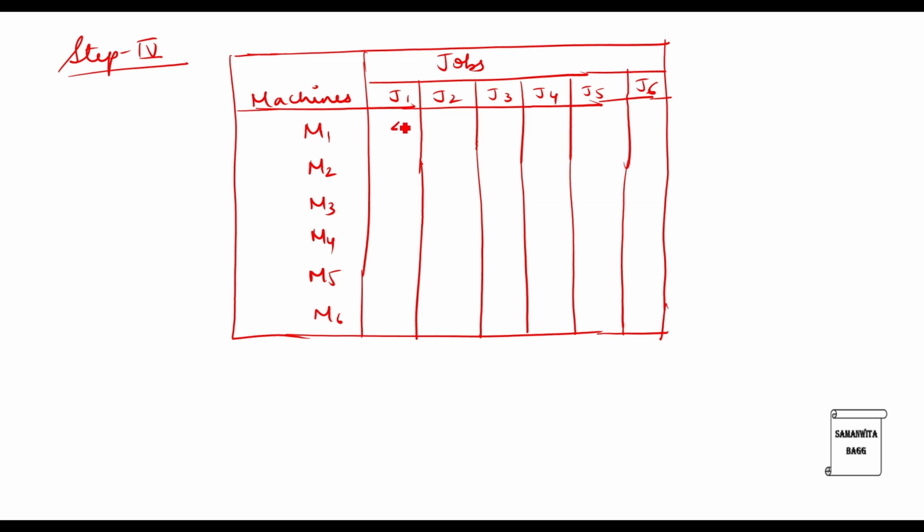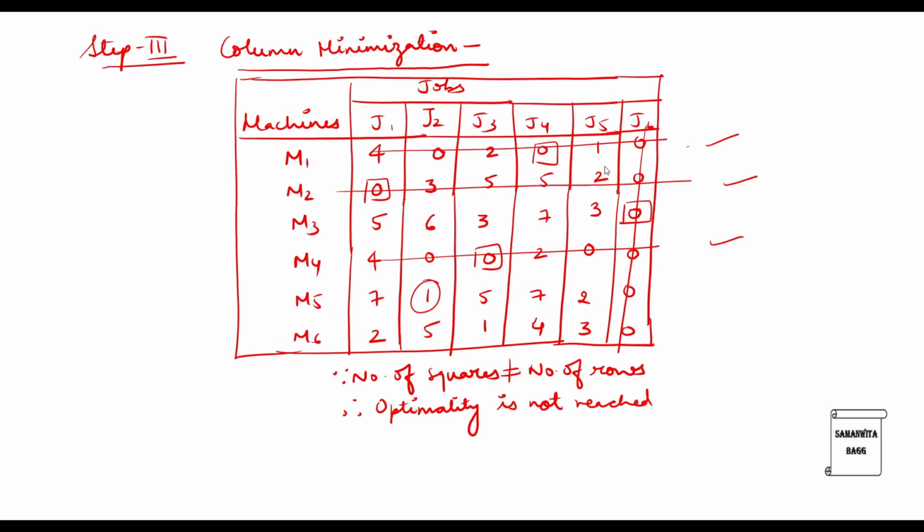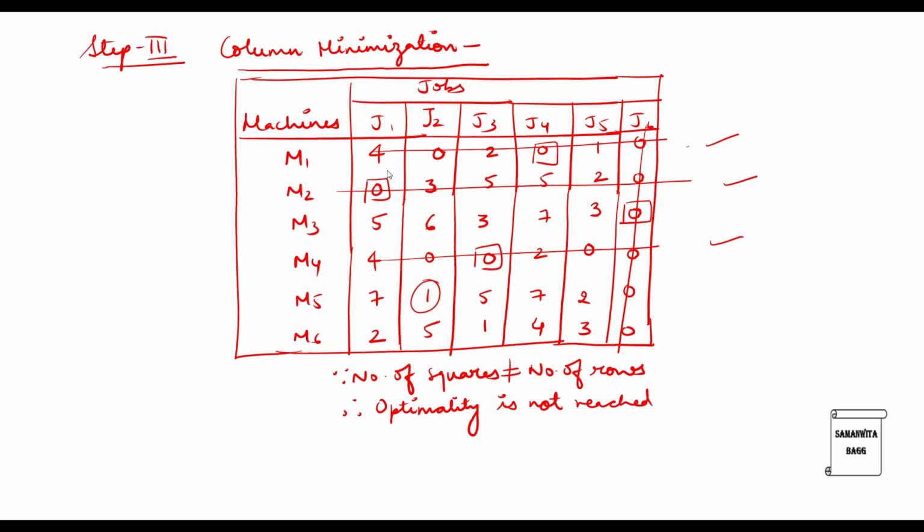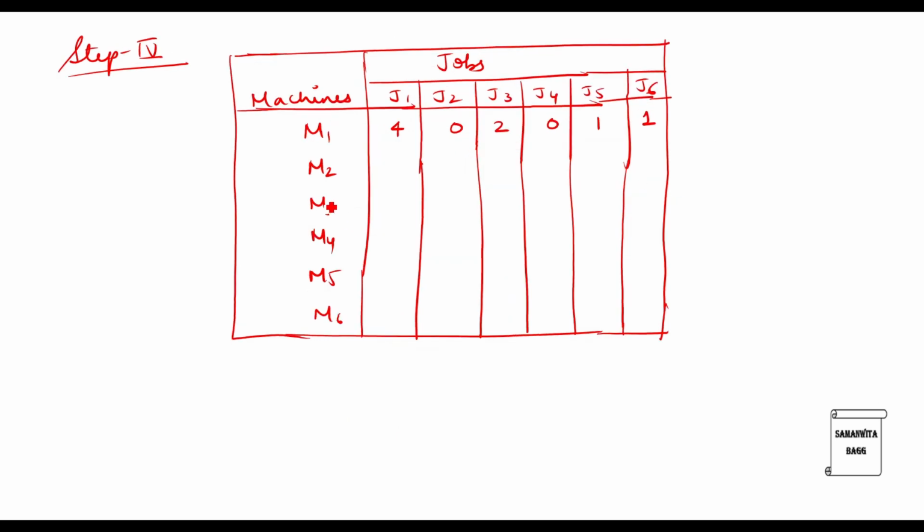So these values 4, 0, 2, 0, 1 will all remain the same. Here this will be 1. You're going to add 1 at this place. Similarly here these values will all be the same and this 0 will again get an addition of 1. So I'll write here: this is 0, 3, 5, 5, 2 and this is 1.